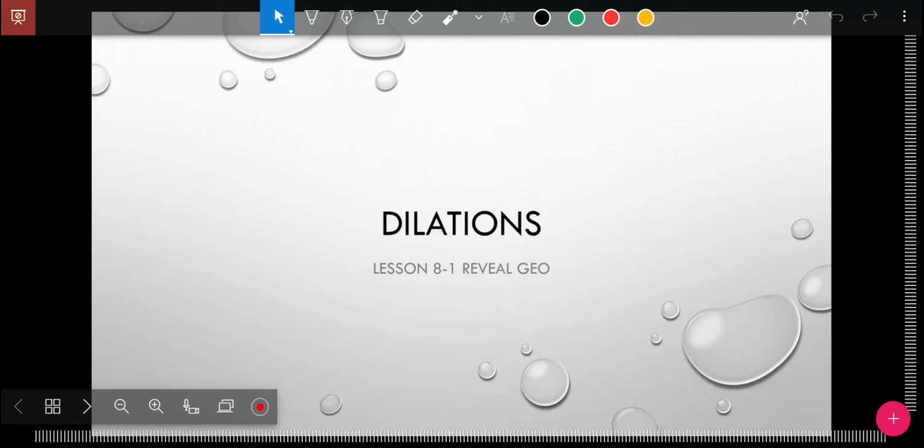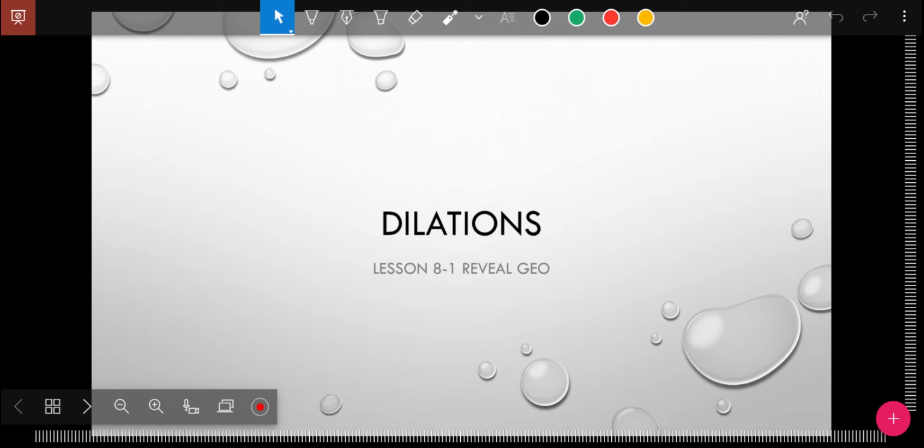Today's lesson is on dilations. It's the first lesson here in Module 8, or Unit 8 for us. The unit is actually on similarity. So Unit 8 is a similarity unit. Dilations work in a similarity, and hopefully we'll explain throughout the unit how this fits.